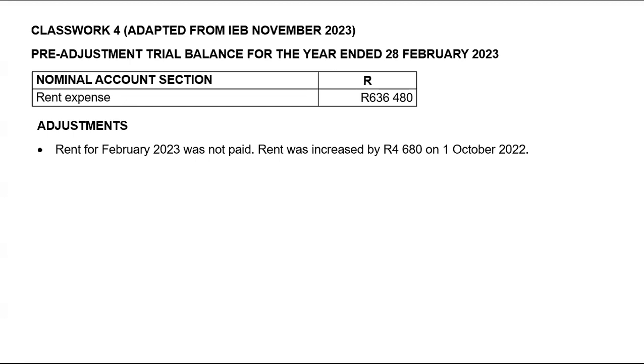So here they say we had rent expense of 636,000, which is what we have paid. This is not income, guys, it's an expense. So note that this is rent expense. So that's what we have paid, not what we have received. Then they say rent for February was not paid. Rent was increased by 4,680. The principles do not change.